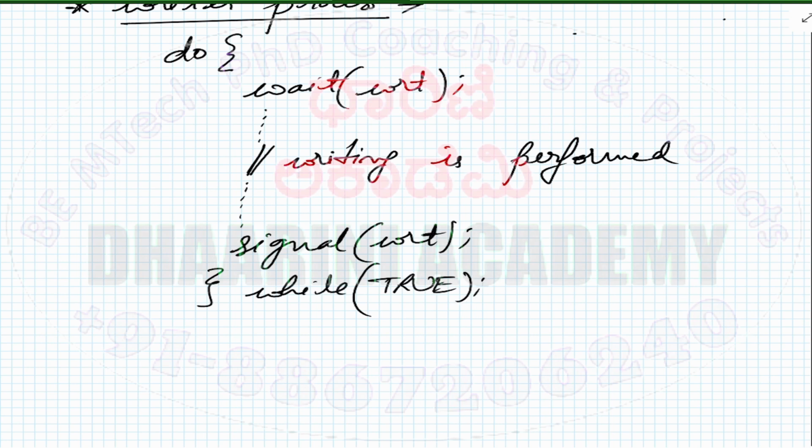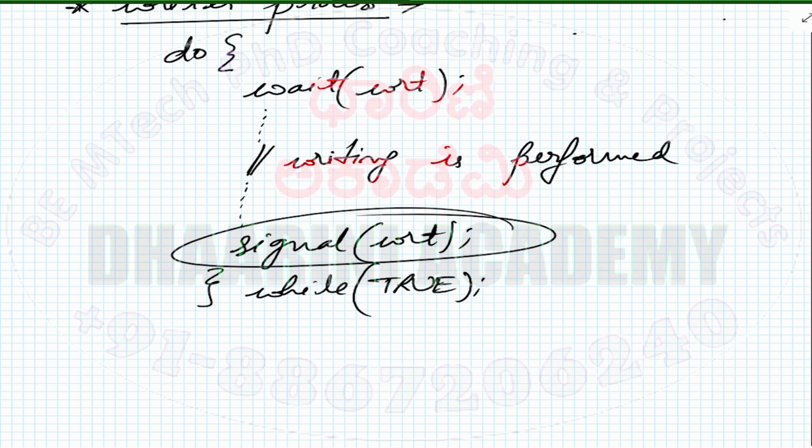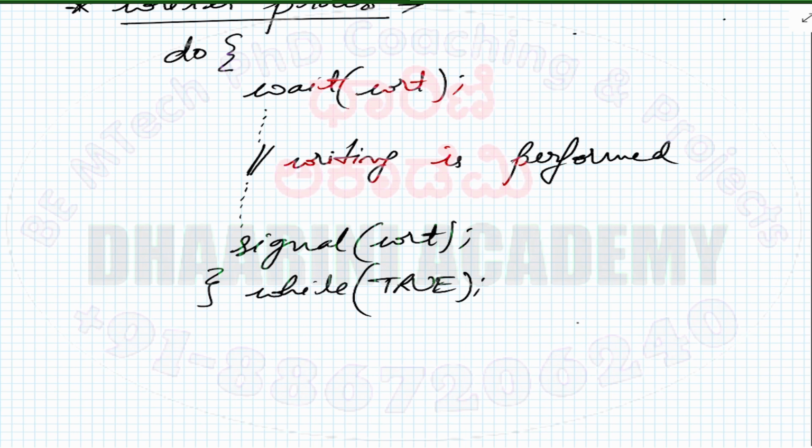We close this with while true. You can see that before performing a write operation, any writer will first call the wait function, then perform the writing operation, and once the writing operation is finished, it will indicate that by a signal operation. What we have already studied, we are applying now. This is the writer process.